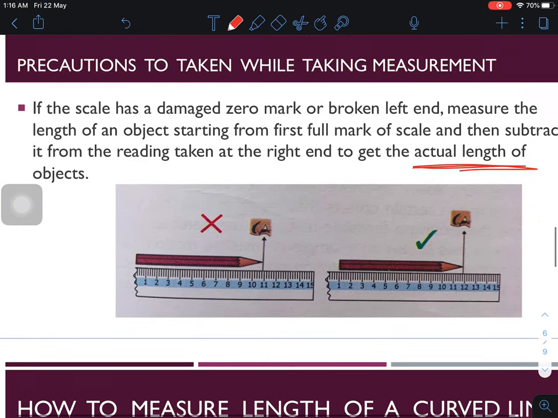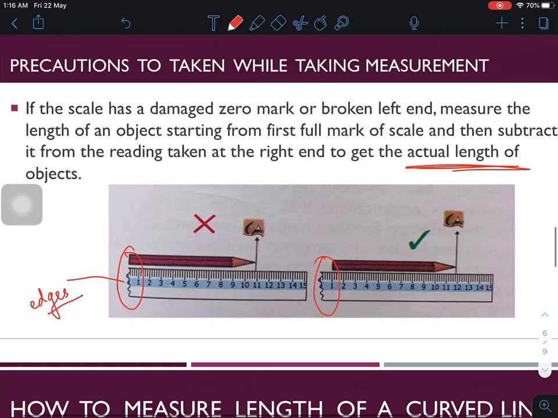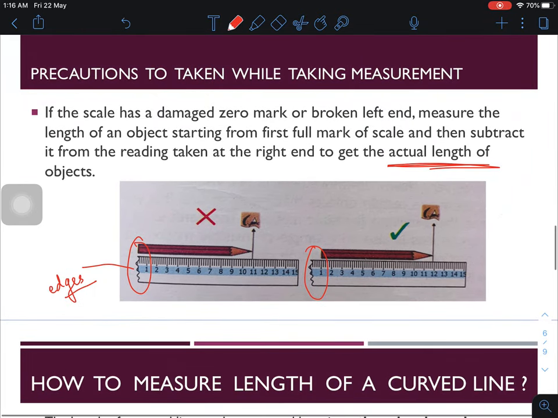Then the last precaution is, what if your scale is broken or the edges are not sharp? You can see the edges are not sharp. And this happens when we are regularly using our ruler, or sometimes it gets broken also. So what if the scale is broken or the edges are not sharp? You are not having the clear zero. So then you should use the first full point. Jo aapko pehla pura point dikh raha hai. Jaise yahan pe 1 centimeter pehla pura proper point dikh raha hai.